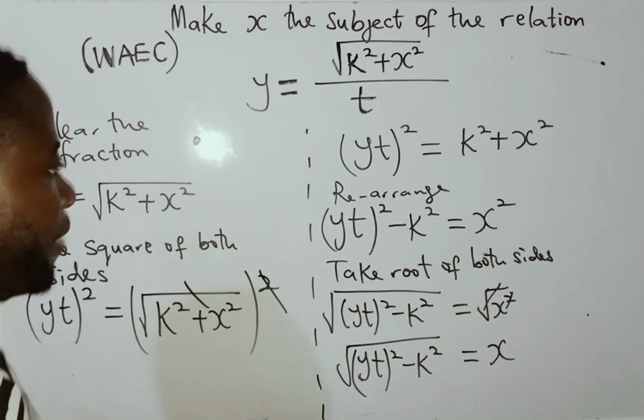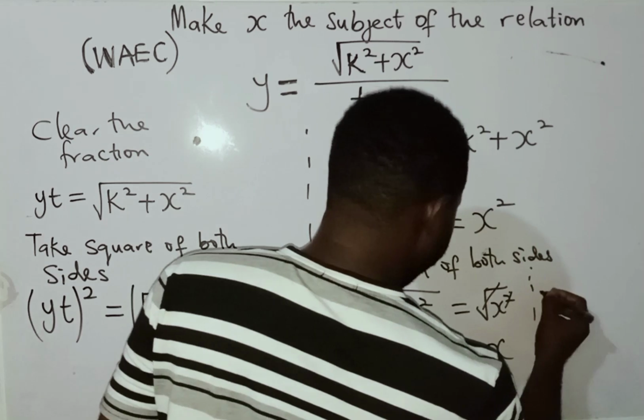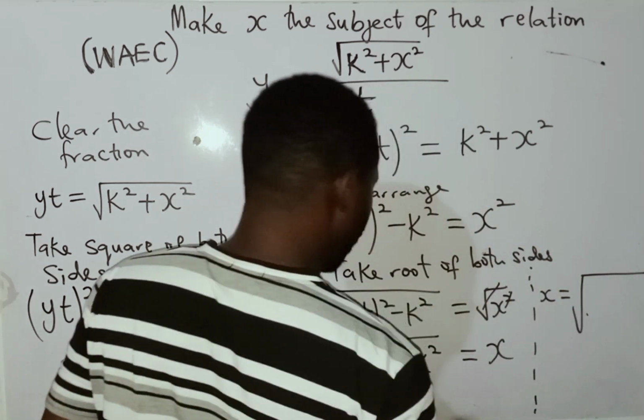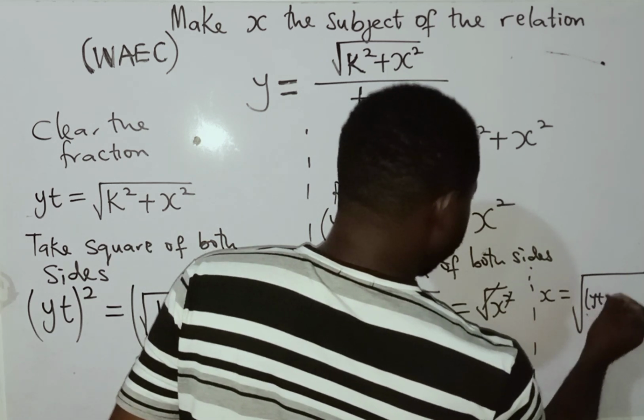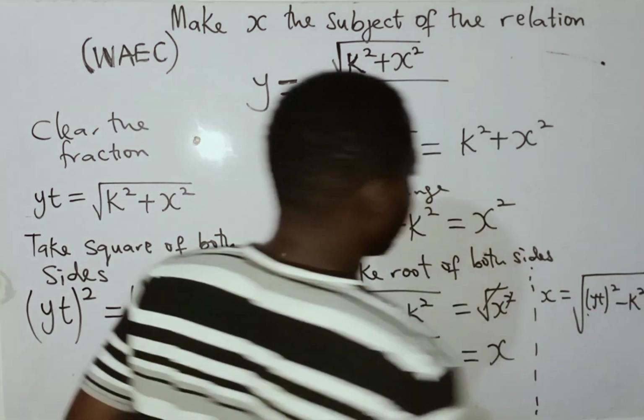And that's going to be my final answer. If you like, you can rewrite it in this way. It's the same thing. S equals to square root of yt squared minus k squared.